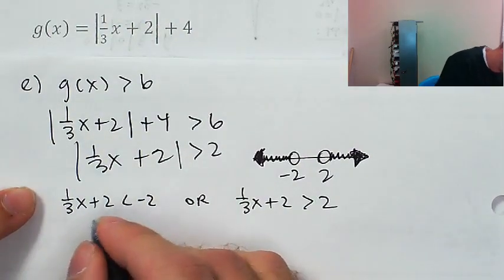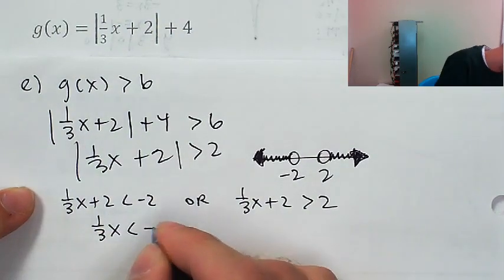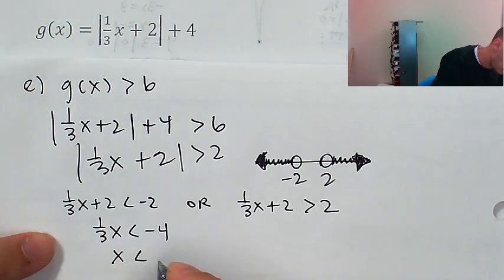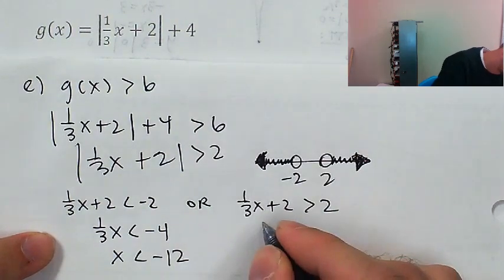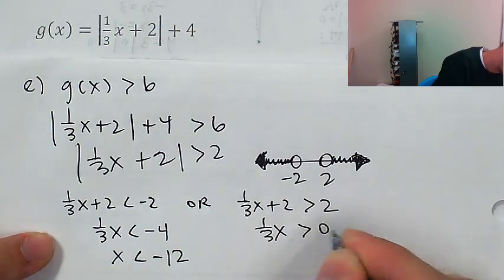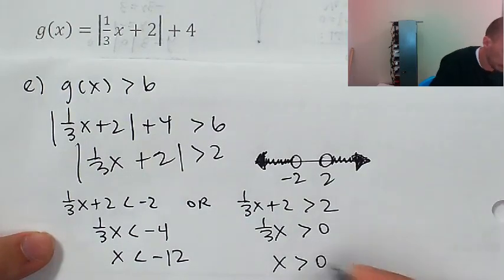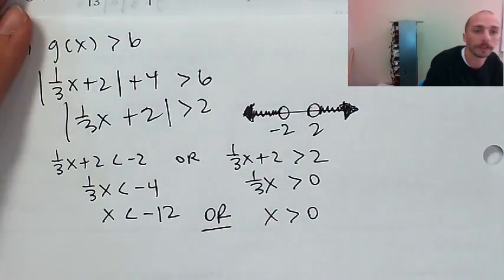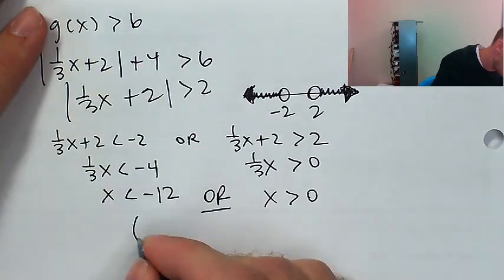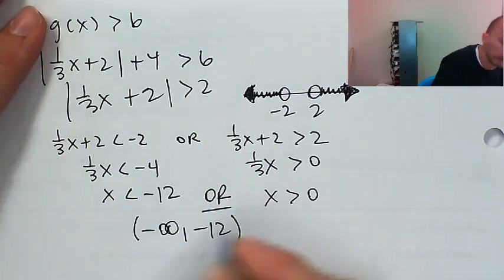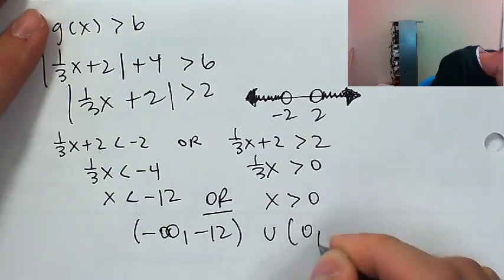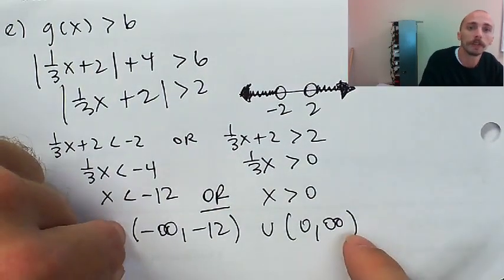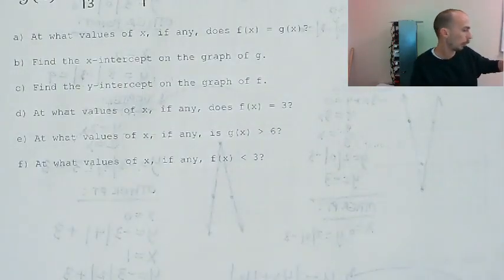or 1/3 of x plus 2 is greater than positive 2. And we can solve these separately. 1/3 of x, I'm going to subtract 2 over here, and I'll have negative 4. Triple both sides, multiply by 3. Multiplying by positive 3 won't change the direction of the inequality. 1/3 x greater than 0, multiplied by 3, does not change the direction of the inequality. Either x is less than negative 12, or x is greater than 0. If I needed to write that as an interval, that would be negative infinity up to negative 12, not including negative 12, union 0 to infinity. Not including 0, definitely not including either infinity, because infinity is not a real number, right? So we're not going to have x equaling that.